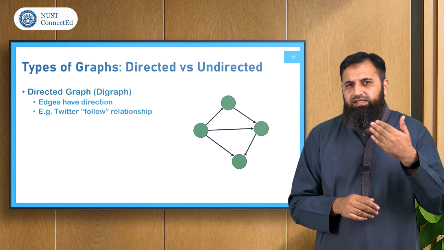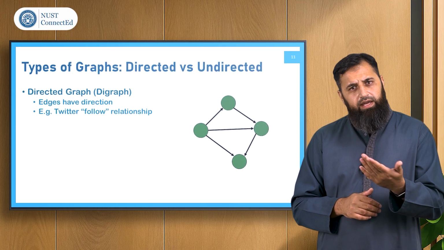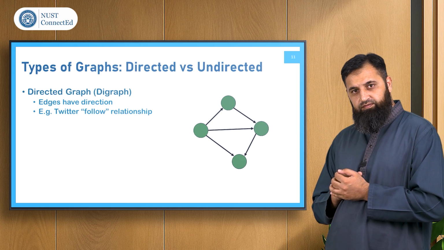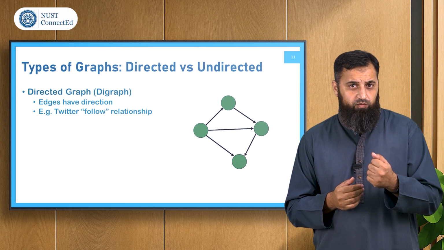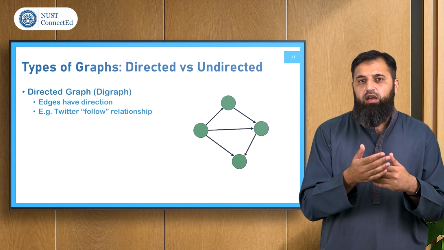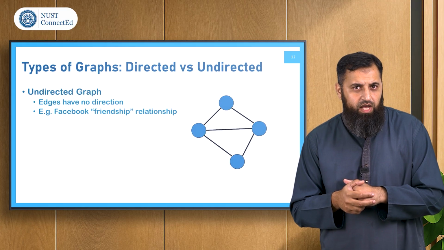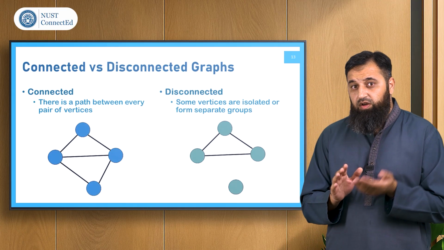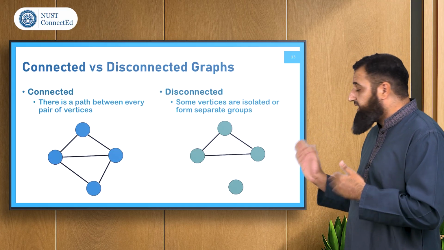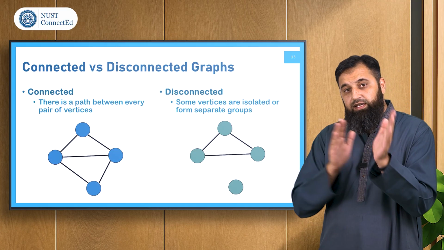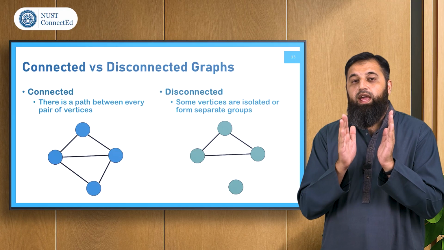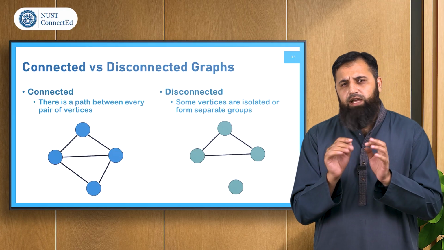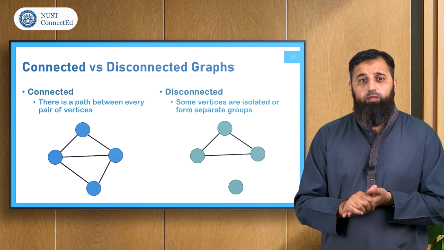Now, let's discuss directed graphs or digraphs. Here, edges have directions, like the Twitter follow relationship, where one user follows another without reciprocity. This allows modeling asymmetric connections. Graphs can also be connected or disconnected. A connected graph has a path between every pair of vertices. A disconnected graph has isolated vertices or separate groups.